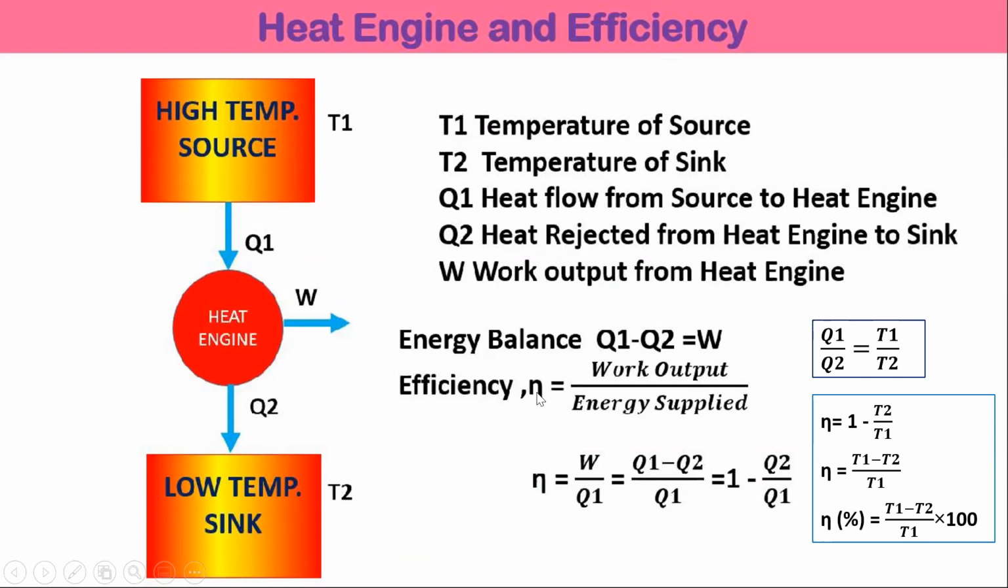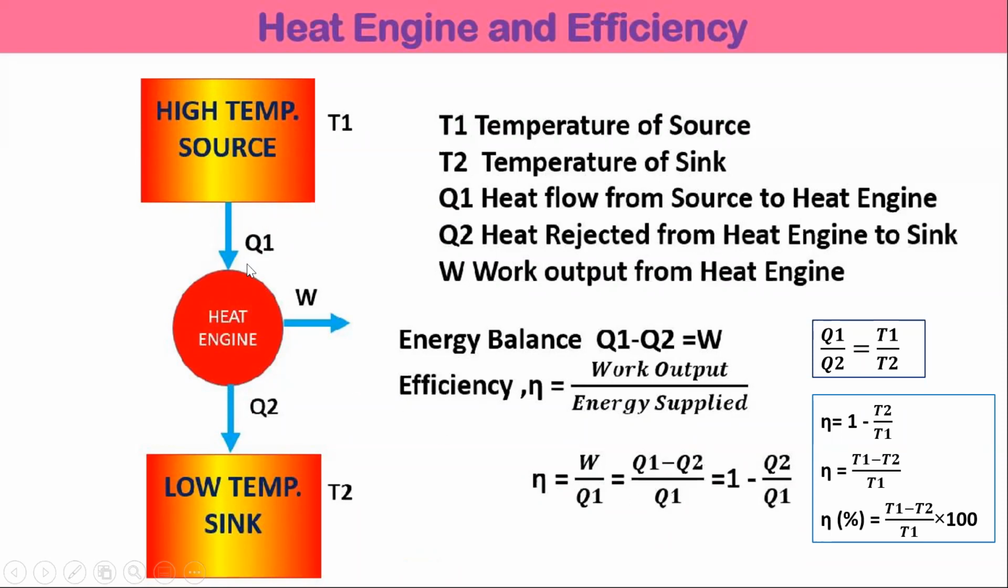Now, when we calculate efficiency, it's the output divided by the input. So the output is the work done and the input is the energy supplied, that is Q1. So efficiency is equal to W divided by Q1. But we know that W is equal to Q1 minus Q2. So when I substitute, we get Q1 minus Q2 by Q1, which is equal to 1, because Q1 is a common denominator, 1 minus Q2 by Q1.